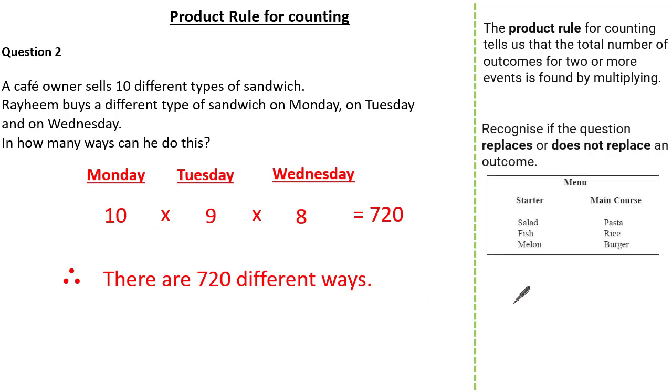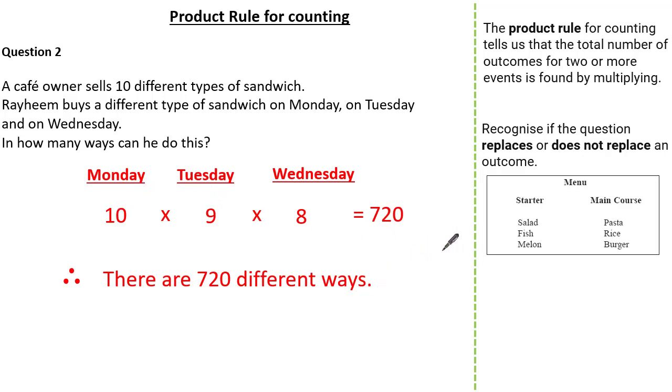So, recapping on our last question, you can see whatever we pick as a starter has no impact on whatever we pick as a main course. But in this question you can see, because Raheem has tried one of the 10 sandwiches on the Monday, therefore there is one less sandwich to try on the Tuesday. So the previous event has impacted the next event.